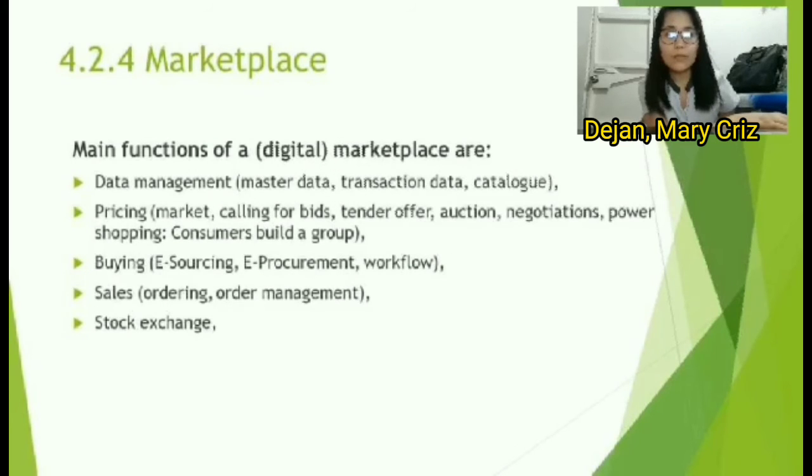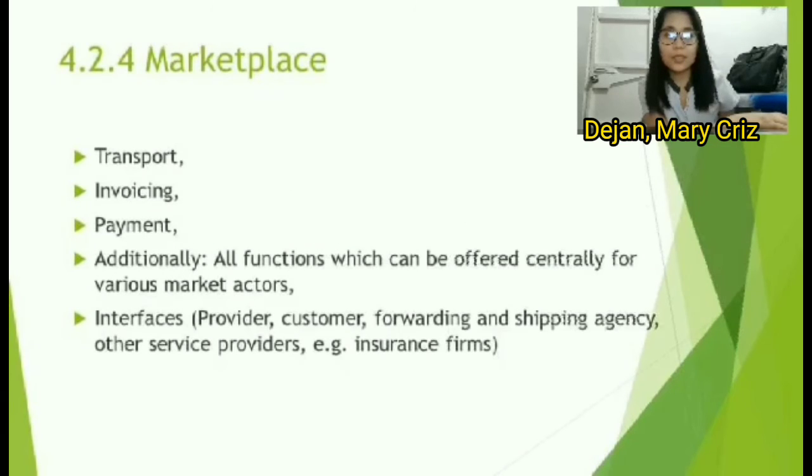The main functions of a digital marketplace are data management, pricing, buying, sales, stock exchange, transport, invoicing, and payment. Additionally, all functions which can be offered centrally for various market actors: interfaces, provider, customer, forwarding and shipping agency, other service providers, and insurance firms.